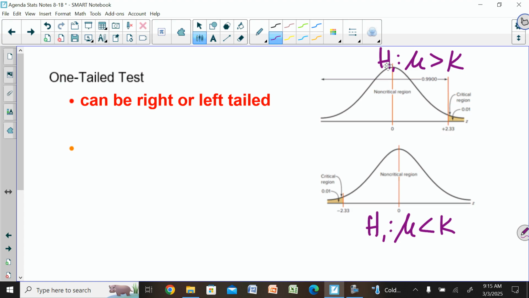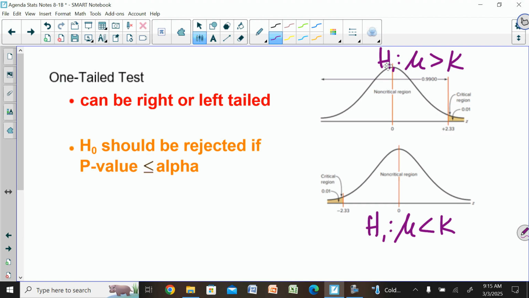And here's the big one. This is a huge statement. Our H sub 0 should be rejected if our p-value is less than or equal to alpha. And we haven't mentioned that p-value yet, but that's going to come around as we put all of our bits and pieces together. We'll talk about that in section 8 too.